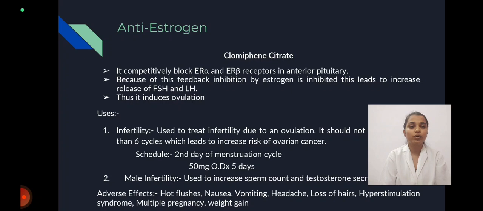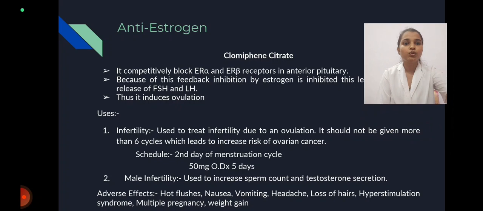Thus, it will also induce ovulation. So, what are the uses of this drug? It can be used in infertility. It is used to treat infertility due to anovulation, and it should not be given for more than 6 cycles because it can lead to an increased risk of ovarian cancer.